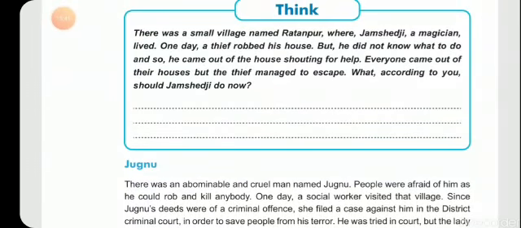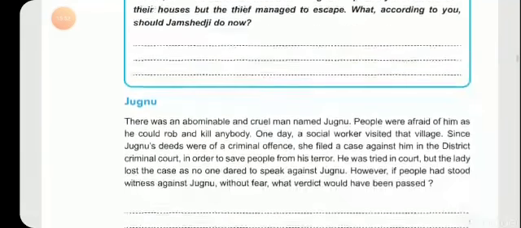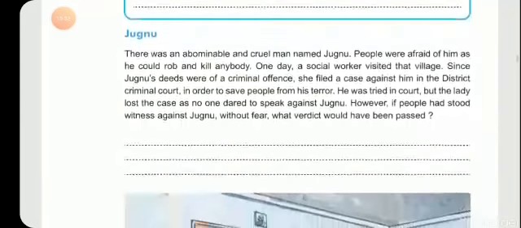Over here they have given a small incident where you have to read, think and write your understanding, which you can do later on. Now we'll move ahead. Jugnu. There was an abominable and cruel man named Jugnu. He was very cruel and corrupt. People were afraid of him as he could rob and kill anyone. He was so dangerous that people were really afraid of him.